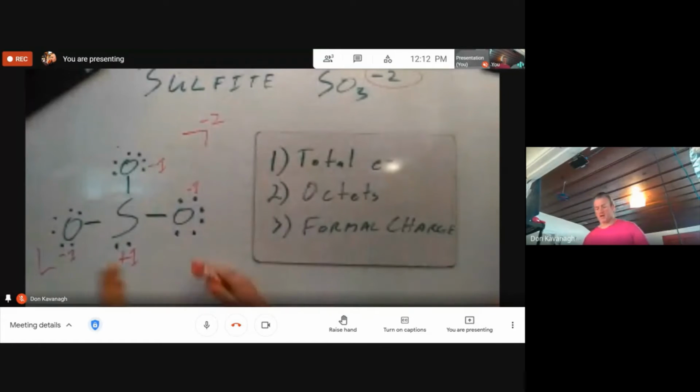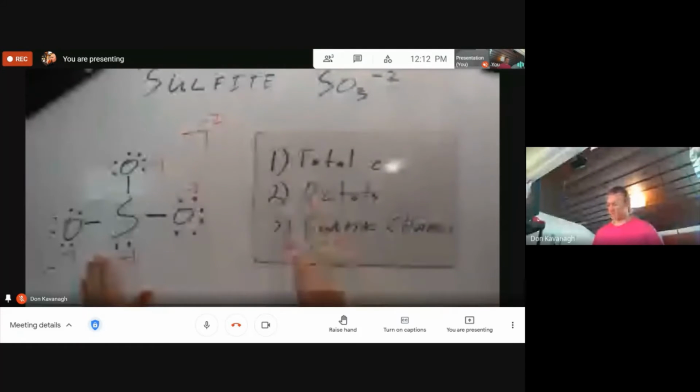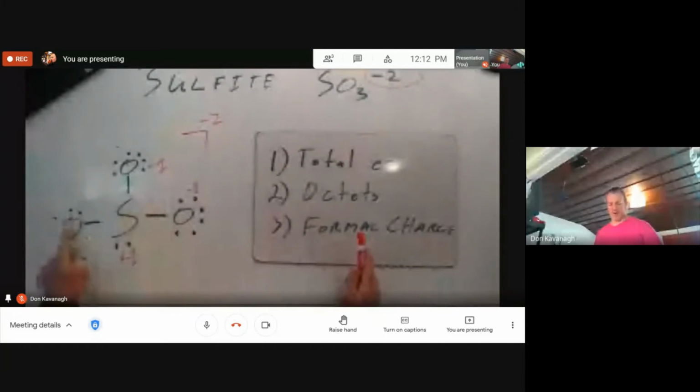Now for a Gen Chem student, this is a great Lewis dot structure because it fits the criteria. Total electron count's 26. Every element has an octet. The formal charges, now, none of these have a formal charge of 0, but we can say that the more electronegative atoms have a negative charge, and the more electropositive atom has a plus charge here.